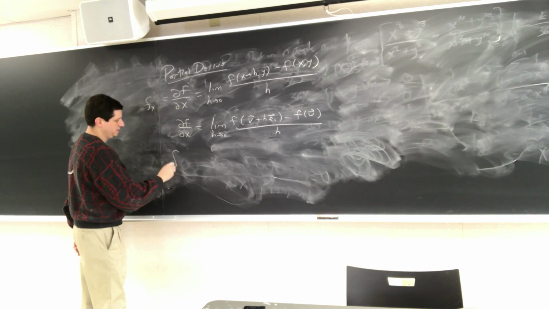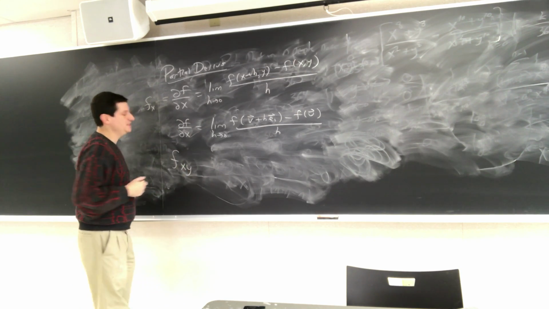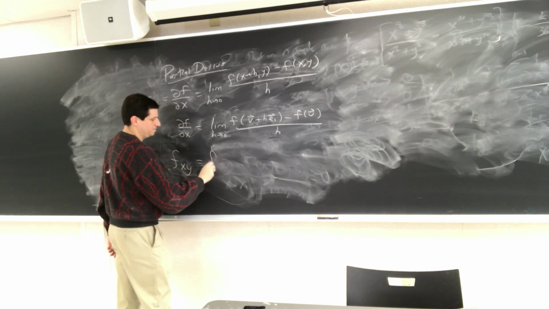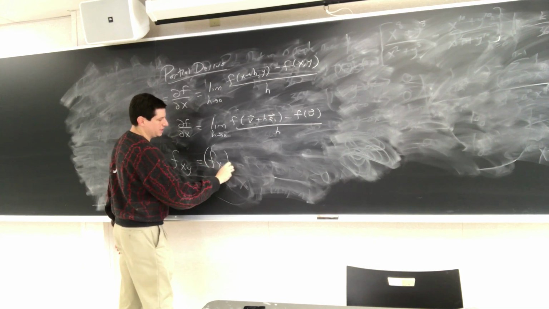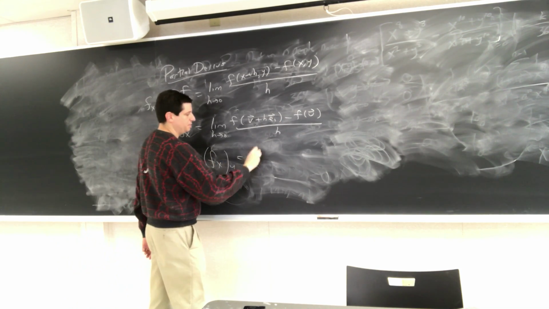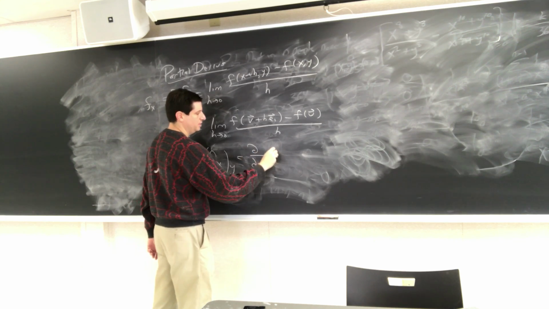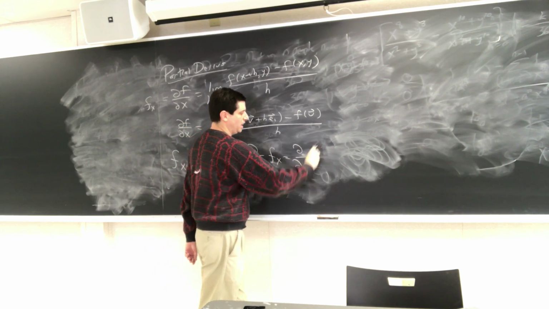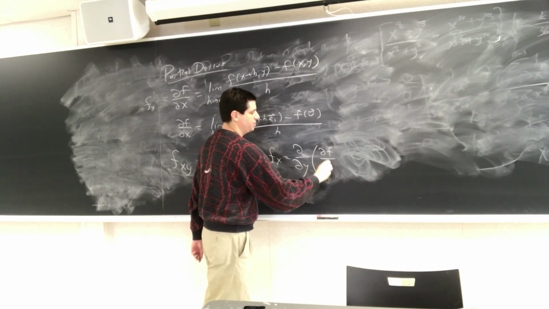Now, if I write f sub xy, it's initially not clear what that means. Does that mean first take the derivative with respect to x and then y, or first take the derivative with respect to y and then x? It's first take the derivative with respect to x, then take the derivative with respect to y. So it would be the partial with respect to y, the partial with respect to x.